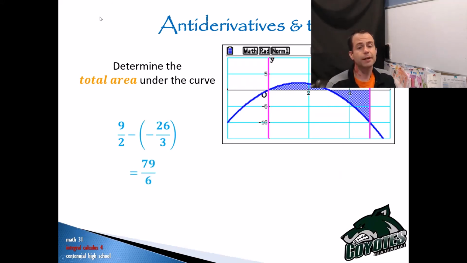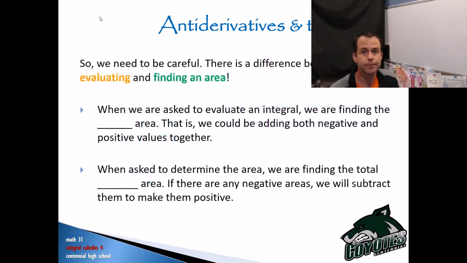Now, what you have to be careful of is that there are two different areas that we can get. There are two different answers that I can have. One was negative 25 over 6 and one was positive 79 over 6. The negative 25 over 6 refers to the net area, and the 79 over 6 refers to the total area. So we need to be careful.